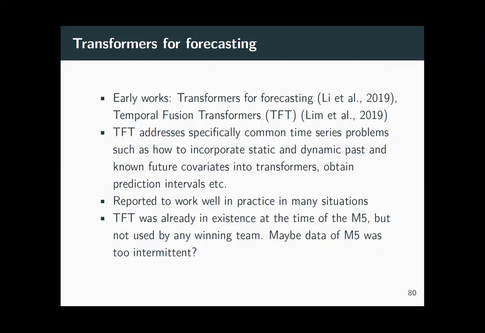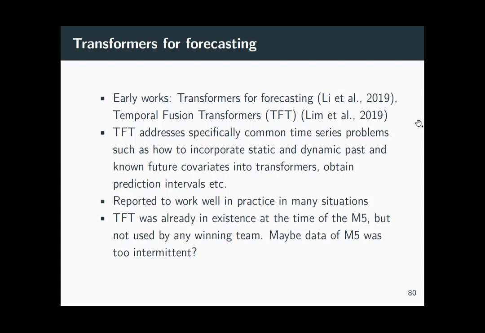So people are using it, right? It does work. Keep in mind, TFT was already in existence at the time of the M5, so I'm not sure why it was not used by any winning team. Maybe because the data was too intermittent.